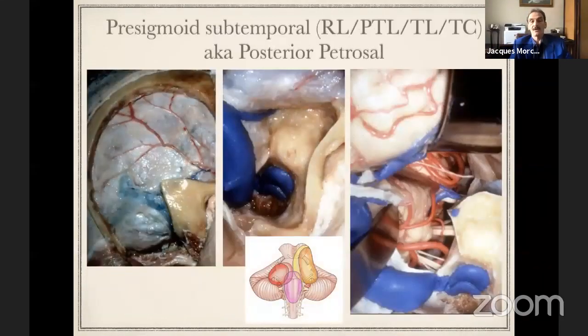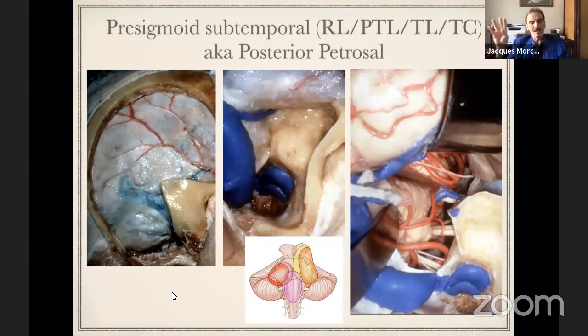That's where the petrosal approaches can come in very handy, whether it's retrolabyrinthine, translabyrinthine, transotic, or transcochlear approaches. It's very rare, of course, to use the transcochlear or transotic or even a translab for a cavernoma, but the retrolab I've used a number of times.